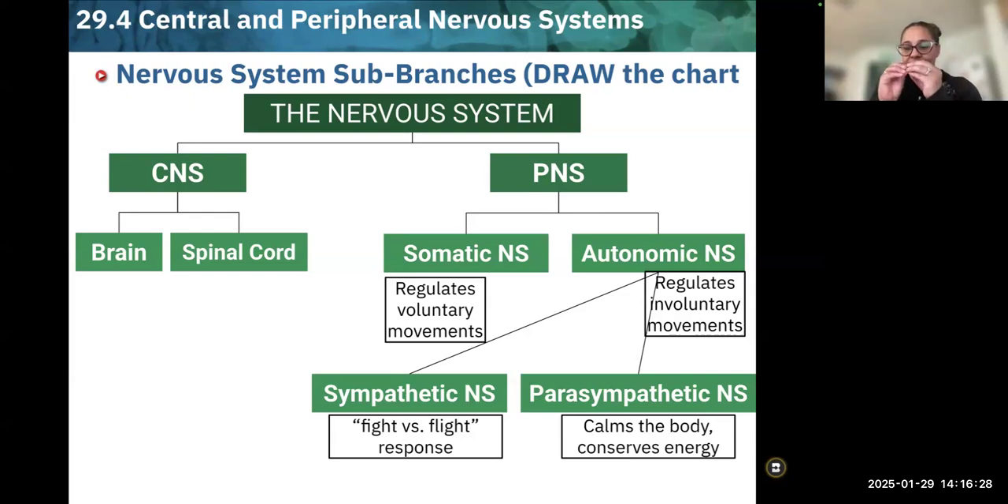And then the autonomic system has two more branches. The sympathetic nervous system controls your fight or flight response. In some kind of an emergency, your body will do one of two things. It will fight or it will flee. So that is called your fight or flight response. Your sympathetic nervous system is in charge of that. And then your parasympathetic nervous system is when you're calm. It is in charge of the calmness and the conservation of energy. So that's pretty much what takes over when you sleep.